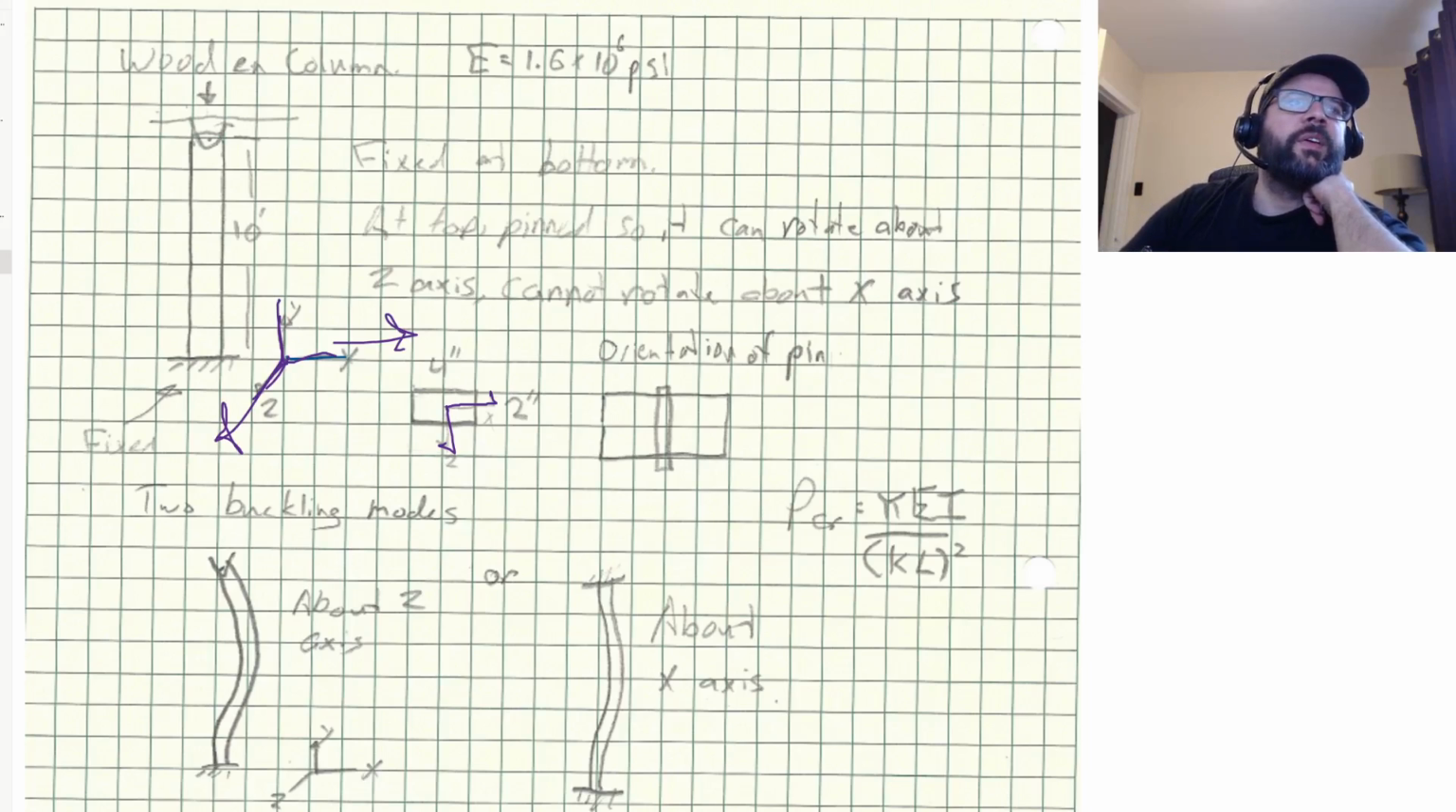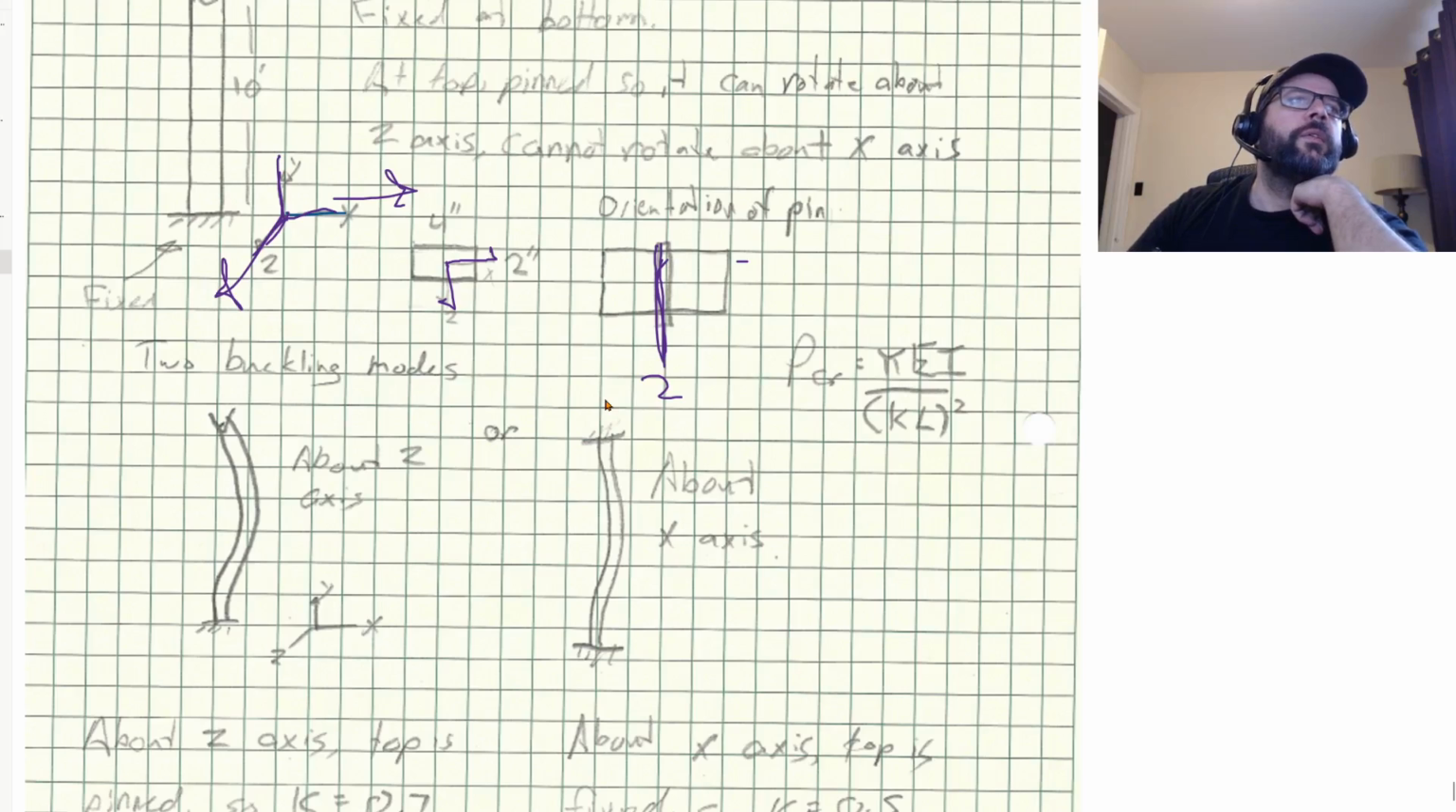And so basically, here's kind of like a view kind of at the pin. So again, we can rotate. The pin's parallel to the z-axis, so it's able to rotate about the z-axis without any problems.